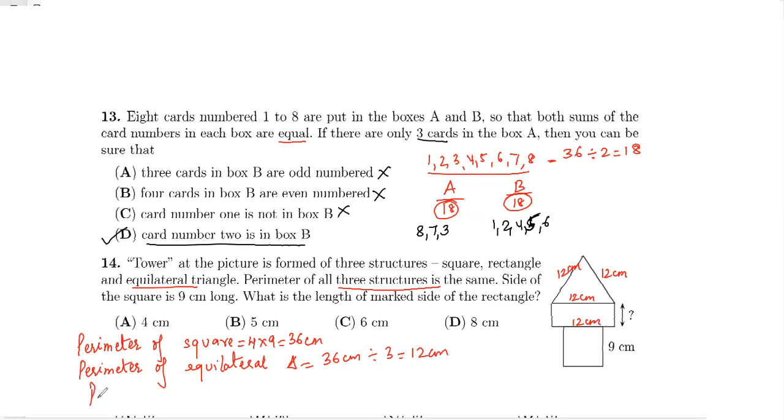Now, so perimeter of the rectangle is also 36. You do minus 24 because you have 12 and 12. So you get 12 centimeter, which is this side, let's call as breadth, and this is breadth. So you have 2 breadth, so you divide it by 2, so you get 6 centimeter. So the length, which is marked as the question mark, will be 6 centimeter, which will be option C.